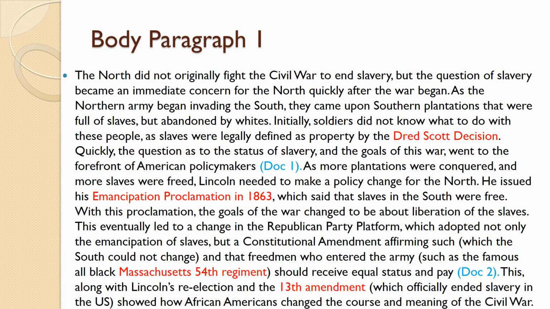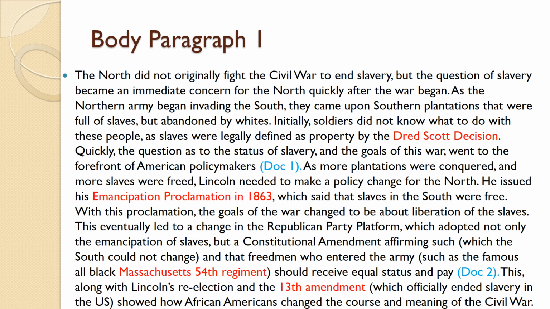The North did not originally fight the Civil War to end slavery, but the question of slavery became an immediate concern for the North quickly after the war began. As the Northern Army began invading the South, they came upon Southern plantations that were full of slaves but abandoned by whites. Initially, soldiers did not know what to do with these people, as slaves were legally defined as property by the Dred Scott decision.